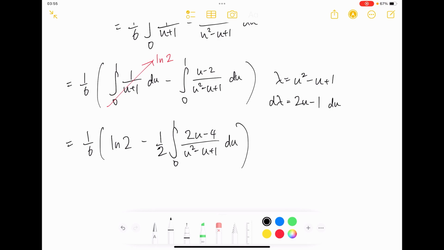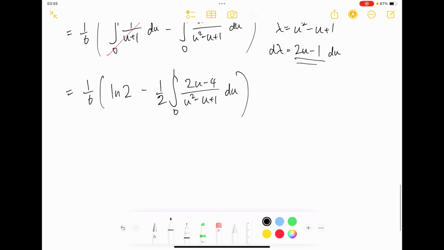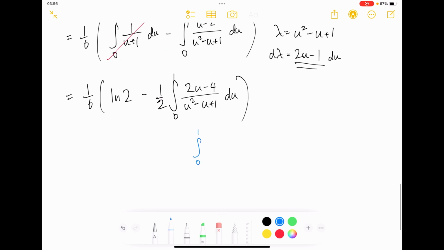Now I kind of have something similar to this. I'm missing a 3 though, but that's fine. I'm actually just going to write this out on the side just so it's easier for us to keep track of. I can split this up into two integrals, so that will be 2u minus 1 divided by this, and then I'll have to add 3, I believe. If I add, no, I need to subtract 3. Subtract 3 over this. There we go.